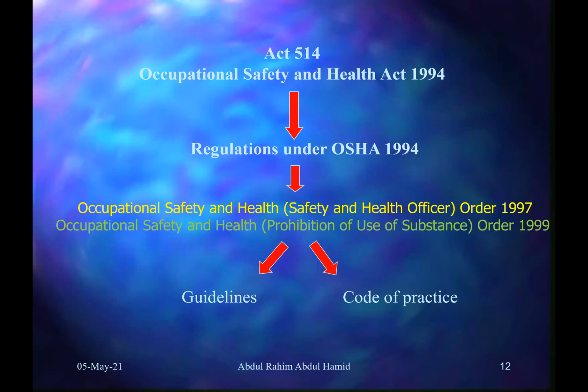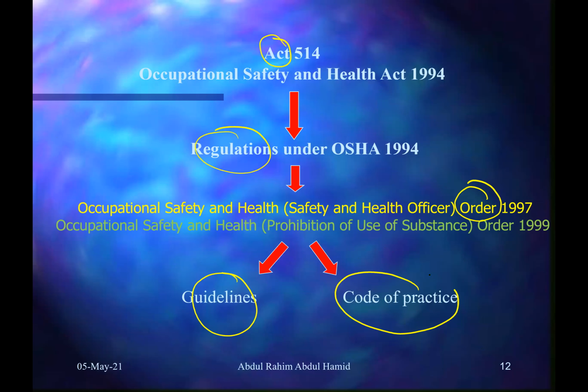Okay, with regard to the framework of the law and regulation in Malaysia, this concept will tell you why we have certain things such as the act, and why we have certain things such as regulation, order, guideline, and code of practice. The act means something in Malaysia, because we have a parliamentary system. The act is normally passed in the parliament.